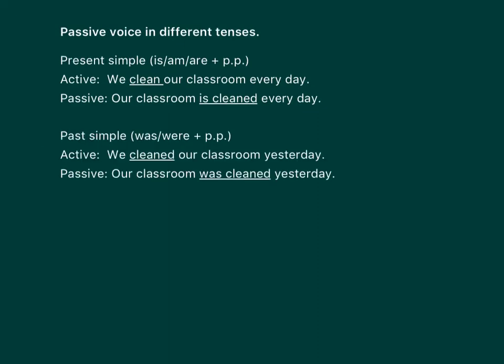For the past simple tense, the passive voice is formed by the word was or were plus the past participle of the verb. For example, in active voice, we have we cleaned our classroom yesterday. In passive voice, we can say our classroom was cleaned yesterday.